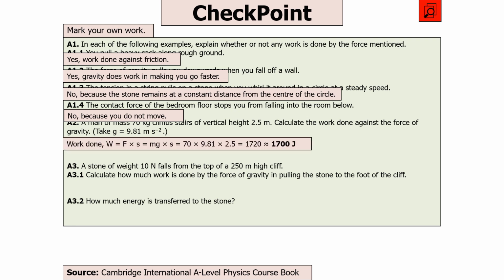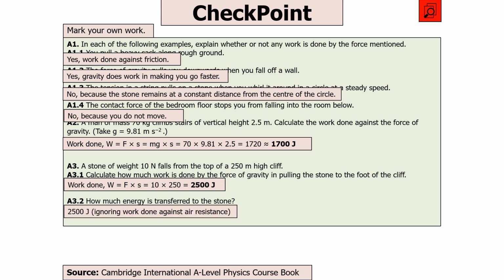Now, what's the work done here? Work done is force times by displacement, which is mg times by displacement. Pop it all through and you get 1200 joules. Again here, work done is force times by displacement. It's 10 times by 250, it's 2500 joules. So how much energy is transferred to the stone? Well, if we ignore any work dissipated to the surroundings, it'll be that value of 2500 joules.